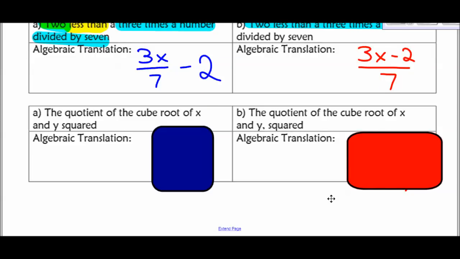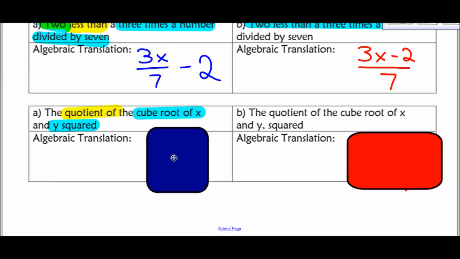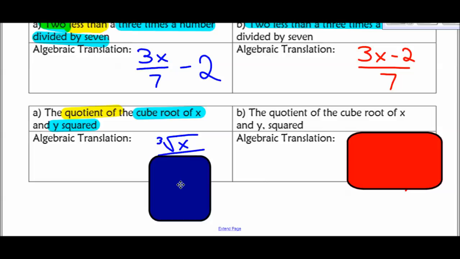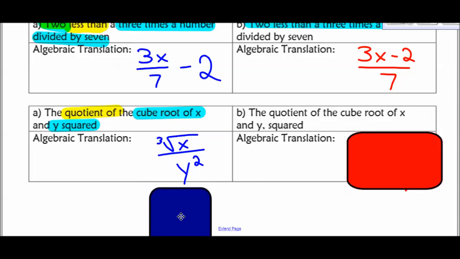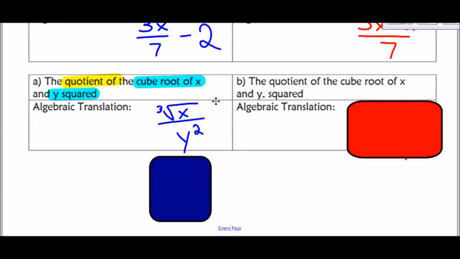The last one says the quotient, the division problem, of whatever it's talking about next. The quotient between these two things. The quotient between the cube root of x and y squared. The division problem between the cube root of x and y squared. That's how we write the cube root. It's like the square root, except we put a little 3 on the outside to show that it's cube root and not a square root. So it's the cube root of x and y squared, and it's the quotient between those, so we're dividing.